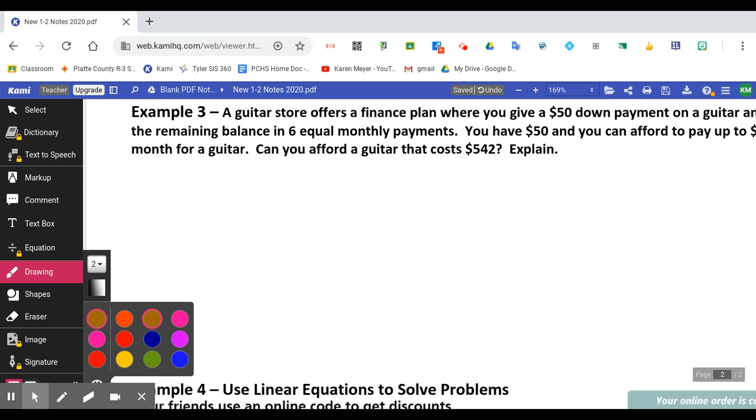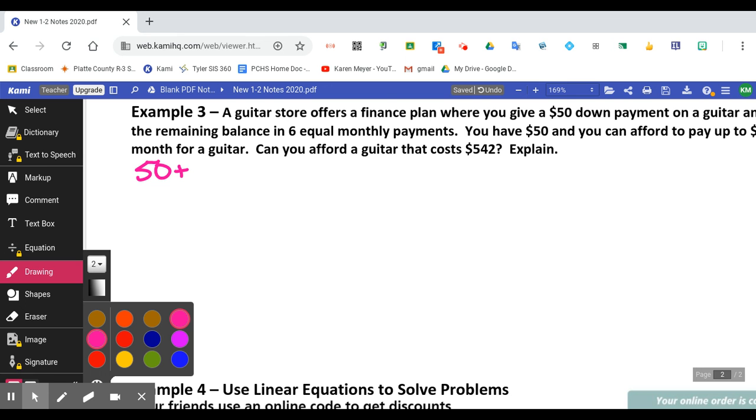For this one, it says a guitar store offers a finance plan where you give a $50 down payment on a guitar and you pay the remaining balance in 6 equal monthly payments. Okay, a down payment is a one-time event. So if it's a one-time event, that means it does not have a variable with it. So 50, no variable.